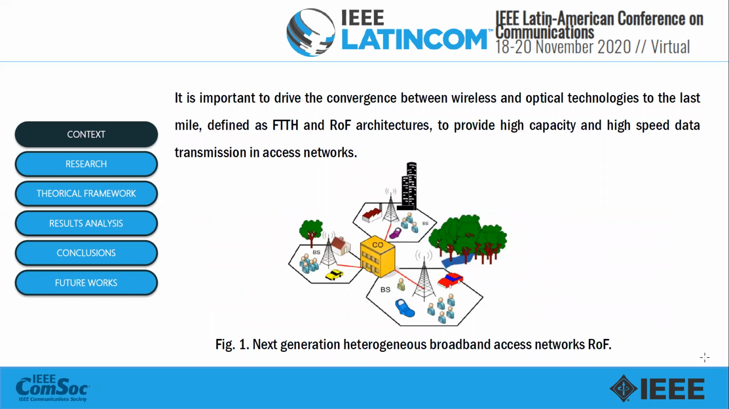It is important to drive the convergence between wireless and optical technologies to the last mile, defined as fiber to the home, and radio over fiber architectures to provide high capacity and high speed data transmission in access networks. So in figure 1, we can see the next generation heterogeneous broadband access networks based on radio over fiber, with the central office and the cells in the base stations and all the connectivity that we can see there.